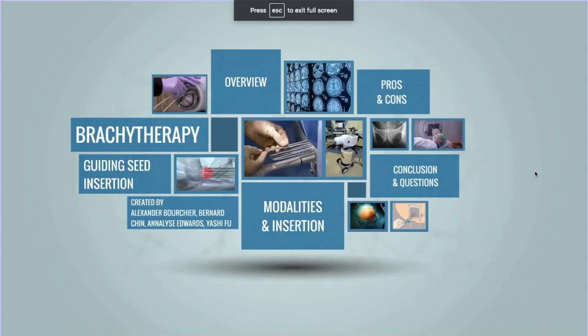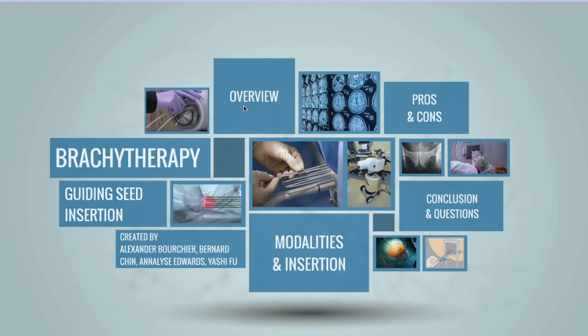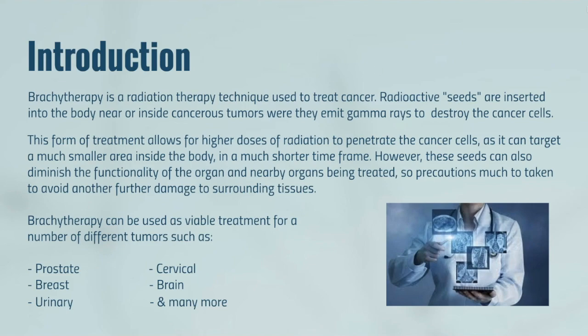So today we are looking at brachytherapy, a radiation treatment used to treat cancers. This requires the insertion of a radioactive seed into the body near or inside the cancerous tumor, and the seed will emit gamma radiation to destroy the cancer cells. This form of treatment allows a high dose of radiation to penetrate cancer cells as it targets a small area within the body, and it lasts for a much shorter time frame.